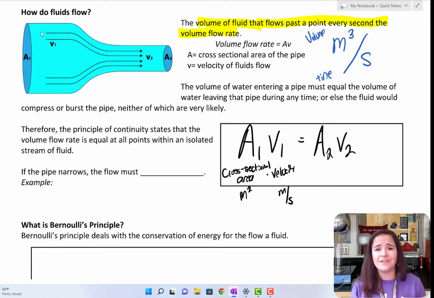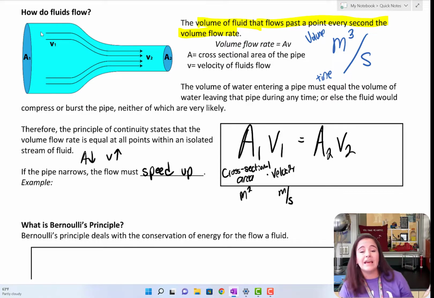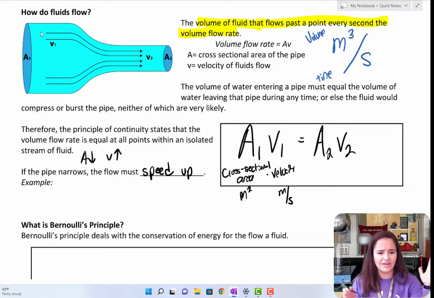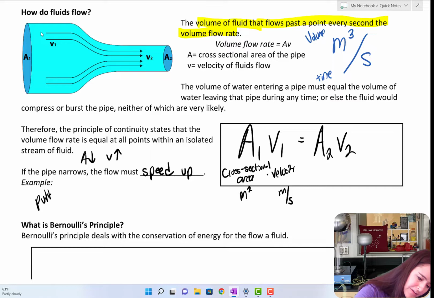And we know this equation intuitively, okay? If I'm watering my lawn and I want the water to go farther, if I want it to come out faster, I put my finger over the nozzle. Why? Because when that pipe narrows, that flow must speed up, okay? If that area goes down, the water must speed up. If it didn't, we would have too much volume trying to get through that area and it would get clogged, okay? So yeah, anytime you need to think about this, just think of putting your finger over the hose.